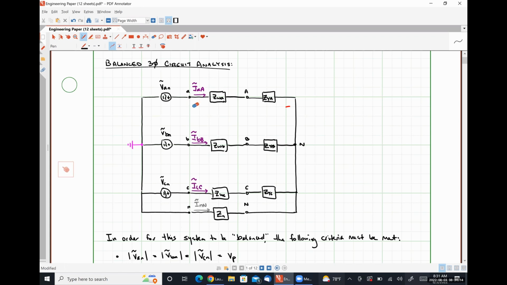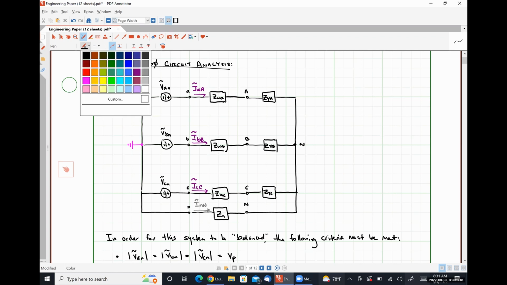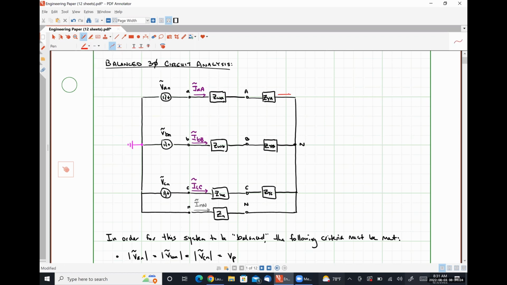So if these line currents are balanced, what does that tell us about the phase currents IAN, IBN, and ICN in our load? Well, IAN, IBN, and ICN have to equal our line currents because we just see the impedances in series. So our phase currents must also be balanced. Similarly, our phase currents in our source must also be balanced.